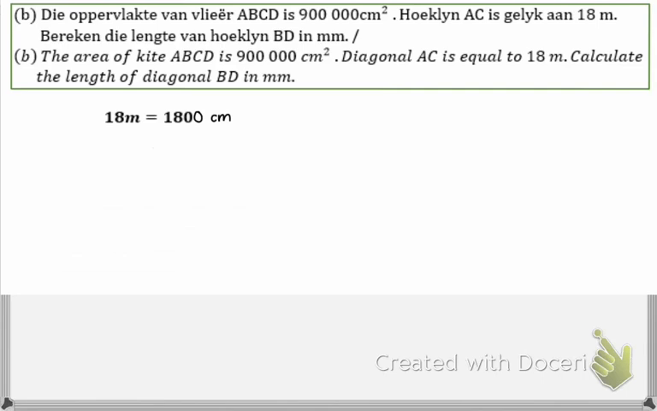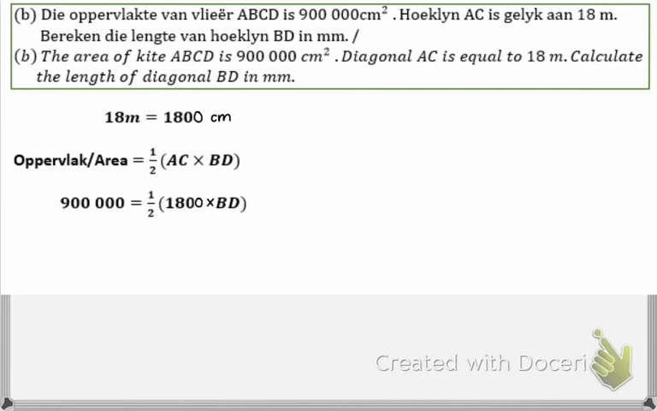Alright, so the formula for the area of a kite is half times, and then we multiply the diagonals together. Now let's take the information and fill it into our formula. We know that the area of this kite is 900 square centimeters. So under area in my formula, I'm going to substitute the 900 square centimeters. Okay? And we know that the value of AC is 1,800 centimeters. Please don't use 18 meters now. It has to be the same unit. Alright, so I fill that in. And BD is now still unknown to us.